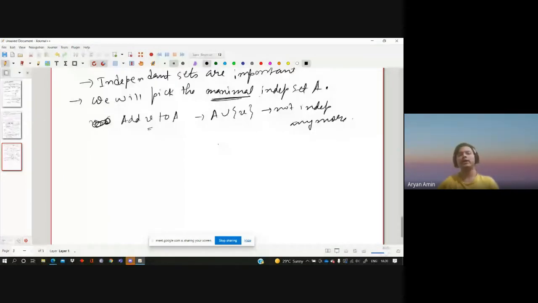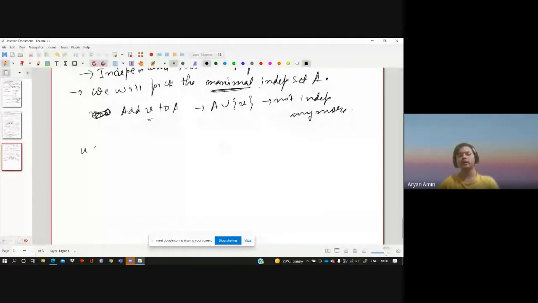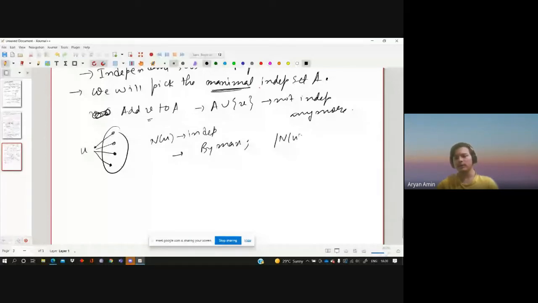Every vertex induces an independent set, because N(u) is always independent. So by maximality, the size of N(u) for any u is at most the size of A. This tells you that degree u is at most |A| for all u belongs to V. This is quite powerful.